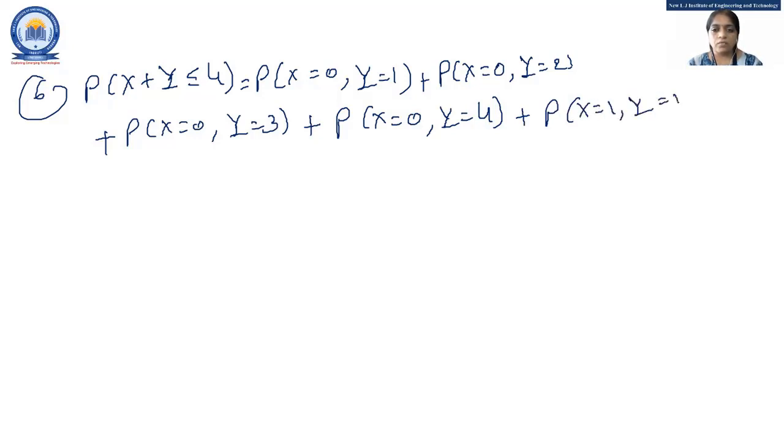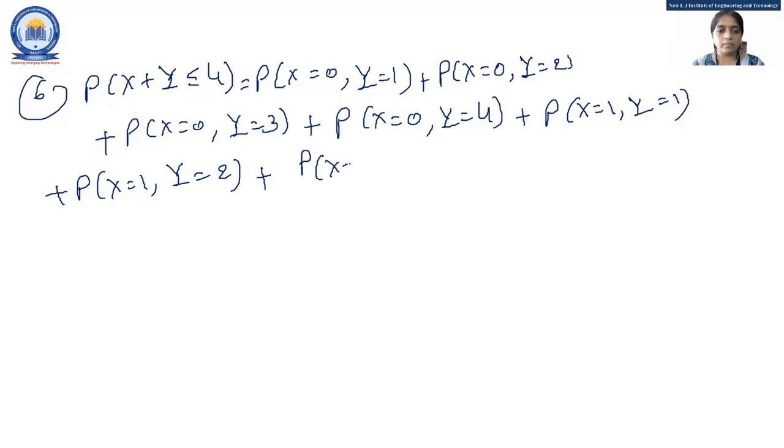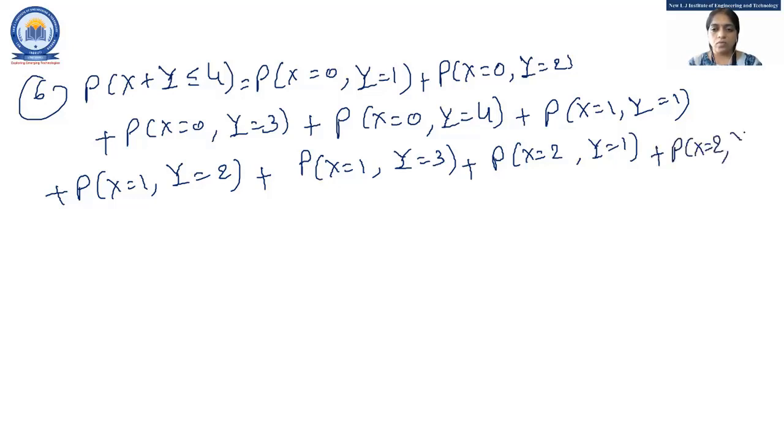Got it? Now, next one is x1, y1, plus x1, y2. 1 plus 2 is just 3. x1, y3. 1 plus 3 is 4. Okay, so don't move ahead now. Now we'll take x equal to 2. So probability of x2, y1 and x2, y2. 2 plus 2, 4.